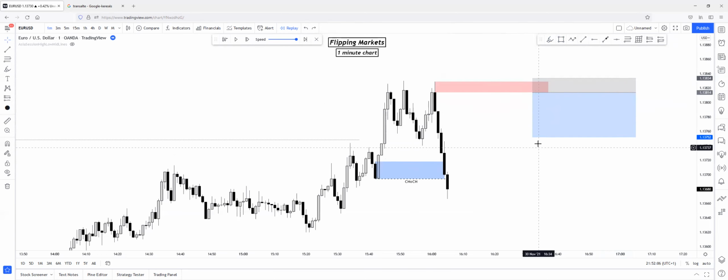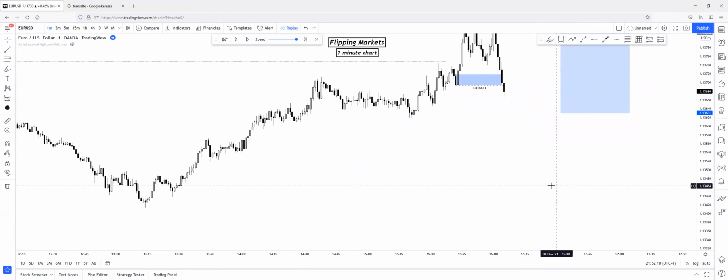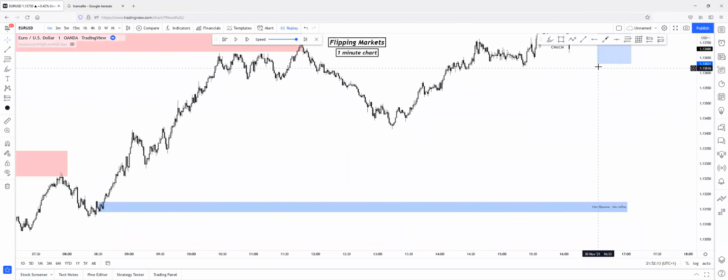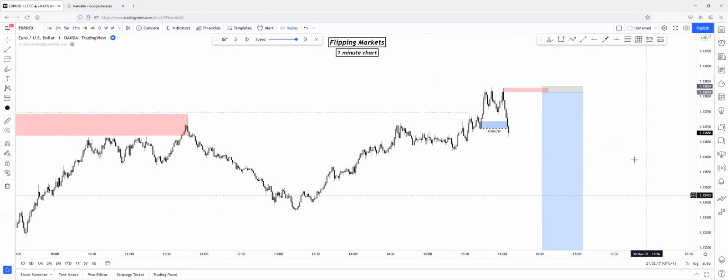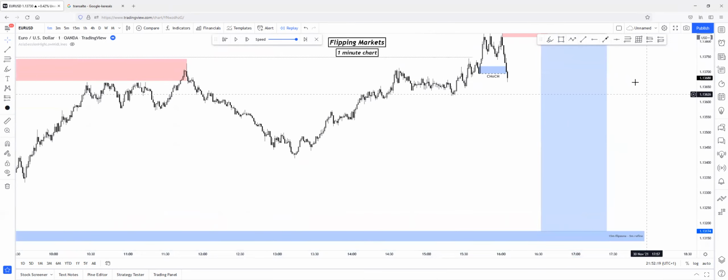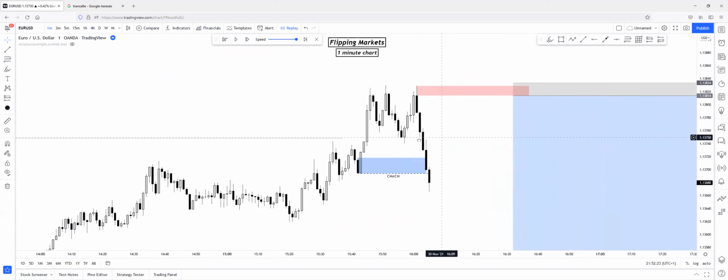Okay, I did set an order limit on this zone, and I will target the next unmitigated 15-minute zone, which is our flip zone. Okay, this is a really, really strong flip zone. We just extend the position a little bit, and let's play price forward.